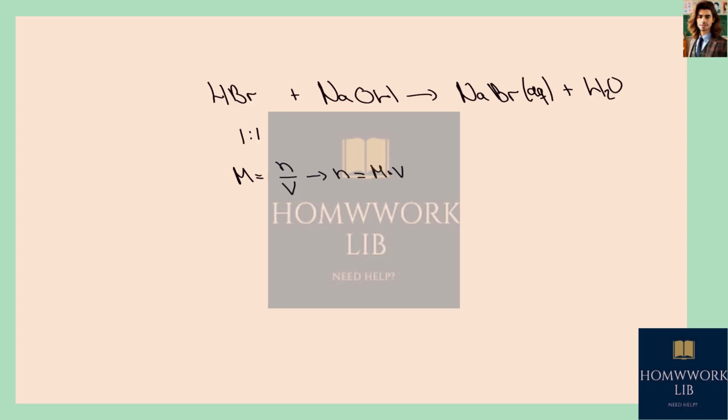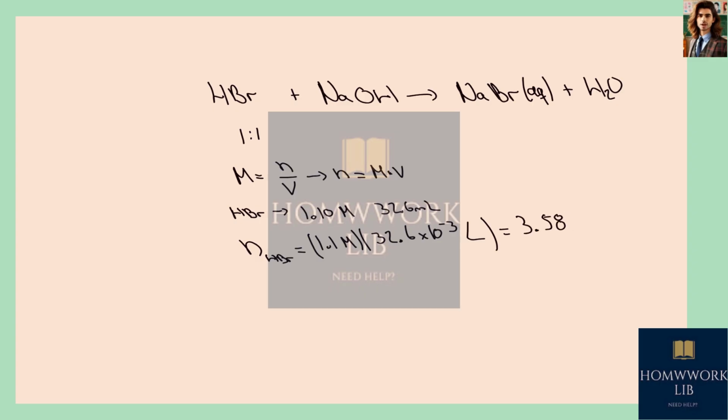In this case, we're told that the molarity for HBr is going to be 1.1 molar, and we have 32.6 milliliters. So the amount of moles of HBr that I'm going to have is 1.1 molar times 32.6 milliliters, but we need to convert this into liters, right? So to convert milliliters to liters, we can simply multiply by 10 to the minus 3, and we can get the result directly, which is 3.586 times 10 to the minus 2 mole.